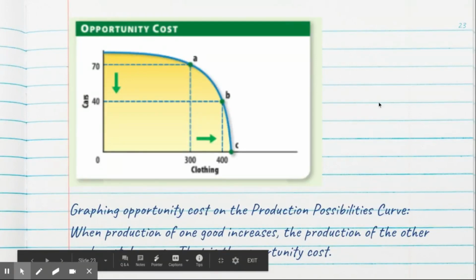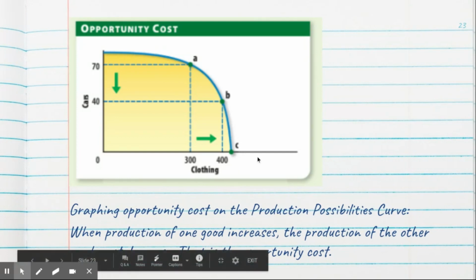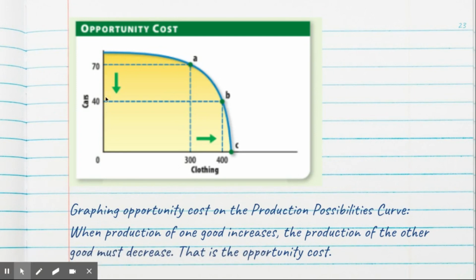All right, so graphing opportunity costs on this PPC. Why do we do that? Because we want to know if we produce more clothing, how many cars have we lost? Remember, if we choose to do more of one thing, then we lose out on something else. That's our opportunity cost. That's something that we learned the other day. So when production of one good like clothing increases, the production of the other good must decrease. We don't have enough resources to do both. That is called the opportunity cost, and that's what we're going to be graphing.